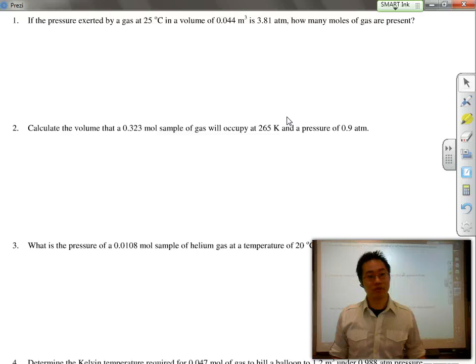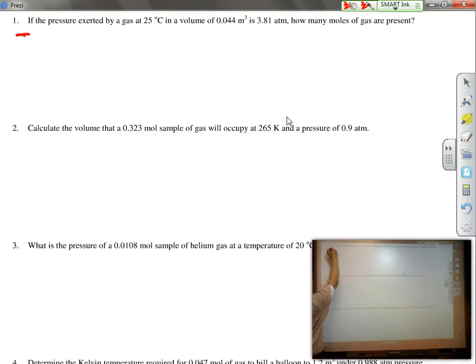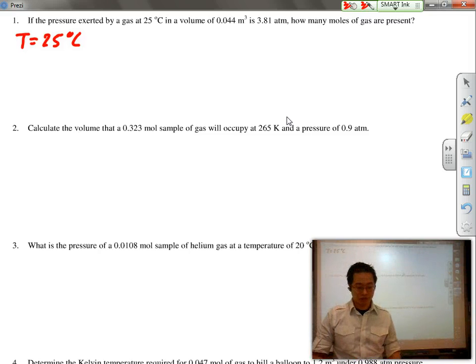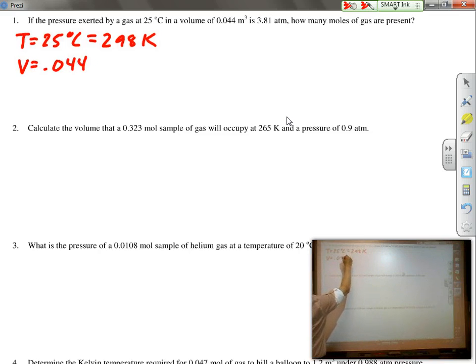And let's try this formula a couple times. If the pressure exerted by a gas at 25 degrees Celsius, so the first given is temperature equals 25 degrees Celsius. But the problem is that we don't use Celsius anymore, we're going to use Kelvin. So 25 degrees Celsius is the same thing as 298 Kelvin because we're adding 273. The volume is 0.044 meters cubed. And the pressure is 3.81 atm.